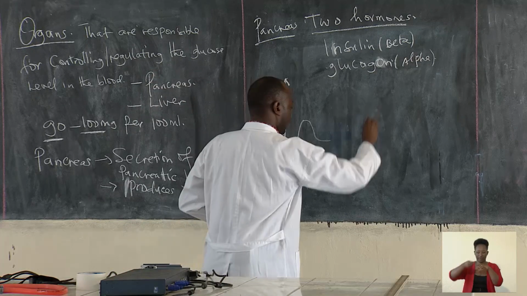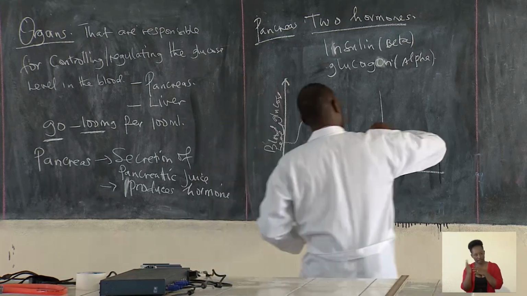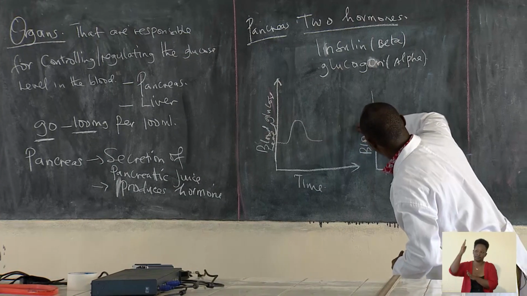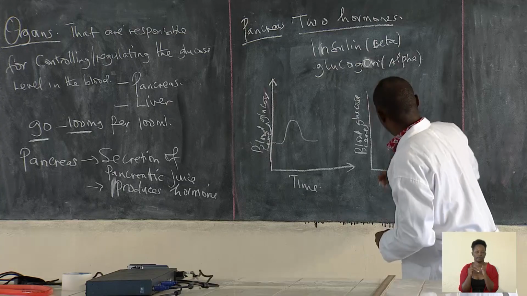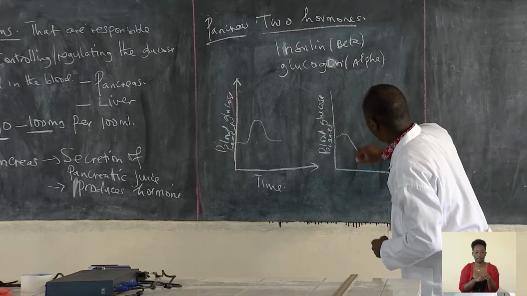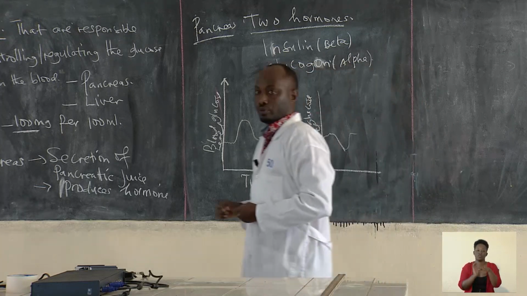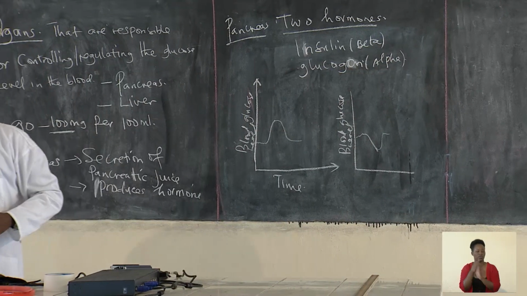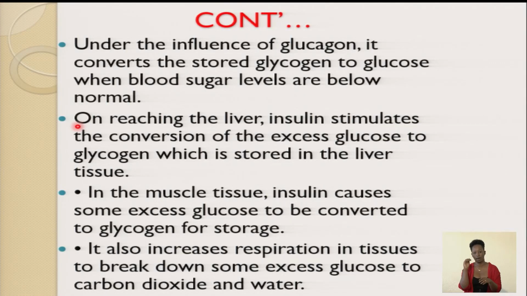Let me have another graph with time. I have another graph which is drawn like that. Let me say this is the blood glucose level. Now, once the blood glucose level is dropping down, it also needs to be raised up to normal so that it cannot affect the cells. Quickly, let's talk about, I said these cells are normally the alpha cells. Under the influence of glucagon, it converts the stored glycogen to glucose. Let me talk about that.